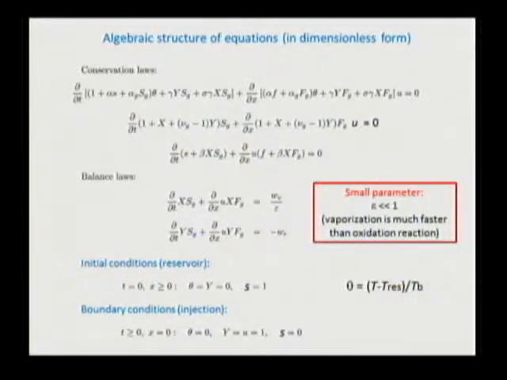Well, everybody's always happy when they have a small parameter. In our case, it's related to the fact that vaporization in a porous medium, in these kinds of problems when the pores are small, is much faster than oxidation, than the reaction. So vaporization is much faster than reaction, and epsilon is the ratio of characteristic reaction rate to characteristic vaporization rate. So it's very small, and it will be used.